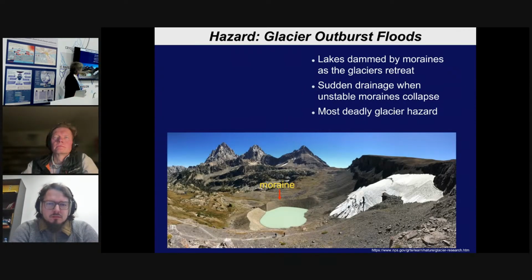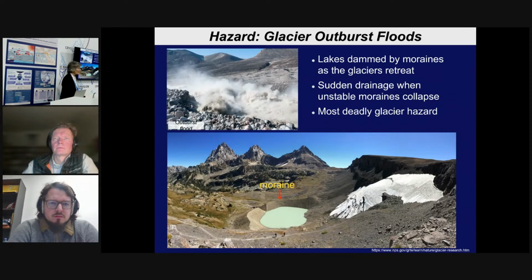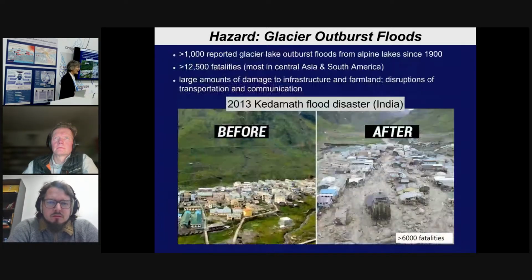Then we have lakes that are dammed by moraines as the glacier retreats. So we have these huge moraines, and water collects. The material in these moraines is not very consolidated. So once the water pressure is too high, it can catastrophically drain and lead to really catastrophic floods. Here, an example. And it's really the most deadly hazard, glacier outburst floods.